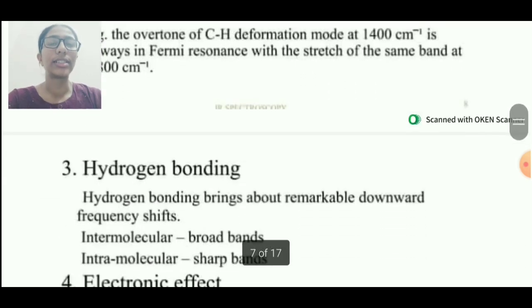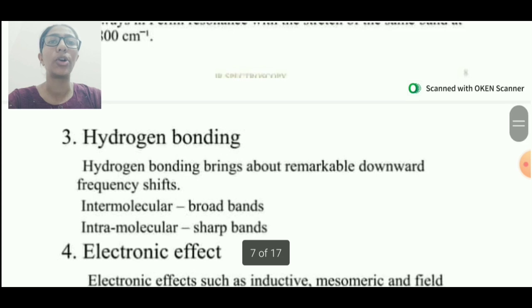Third factor is hydrogen bonding. Hydrogen bonding brings about a remarkable downward frequency shift. Intermolecular bonds give broad bands and intramolecular bonds give sharp bands.